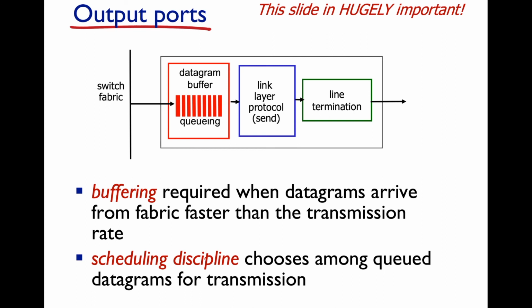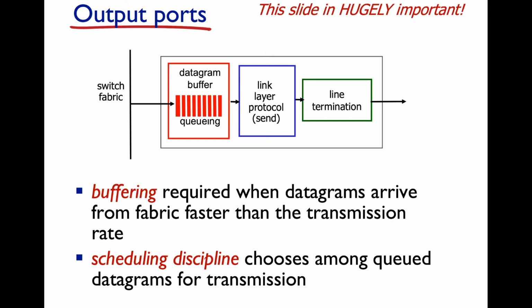Take a look at the output port. Now, the output port also does queuing. And because it does queuing, you're going to need buffering. So you're going to buffer in two places in the router. You're going to buffer on the input port as datagrams arrive, and you're also going to buffer on the output port as datagrams are transmitted across the network, leaving the router.